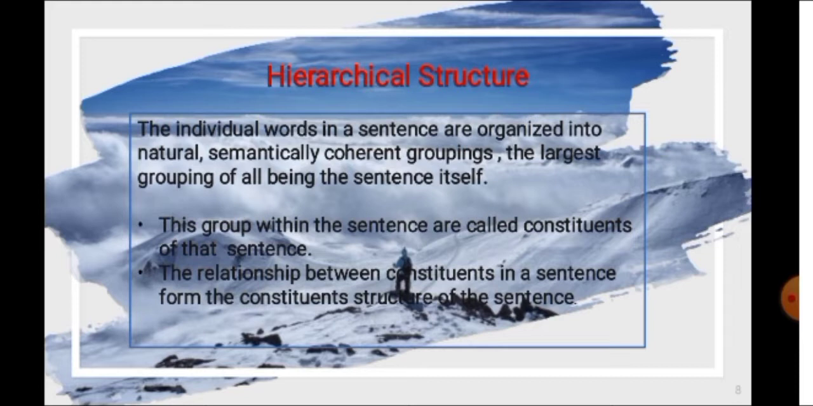So, in making a sentence, we will use the words first. So, pipili tayo ng mga salita na gagamitin natin. And then, those words can now create a phrase or phrases. And then, those phrases can now compose or construct a sentence. So, that is hierarchical structure. It means it follows a certain order.